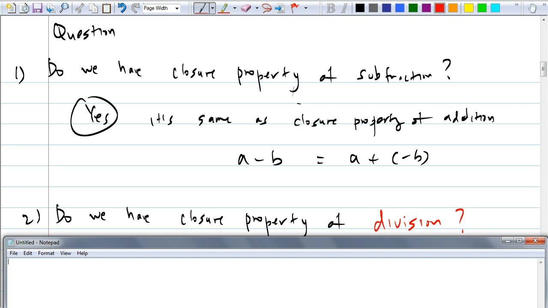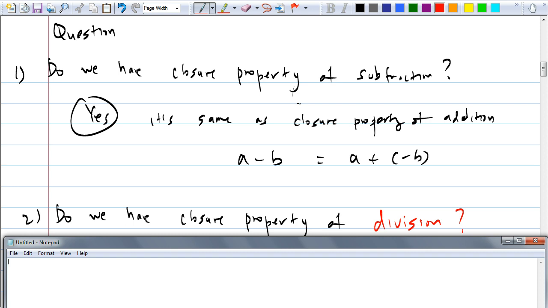So what do you guys think? Do you think if I were to divide any two numbers on a number line, you would be able to find that answer within the number line? No. Yeah, you're correct. The answer is no. When can you not find that number?